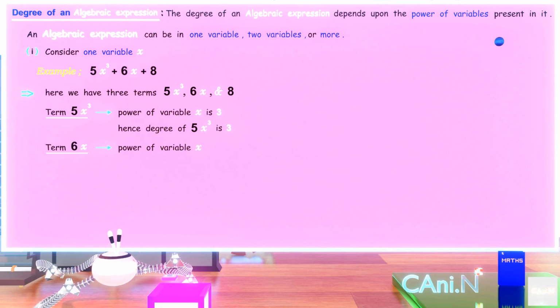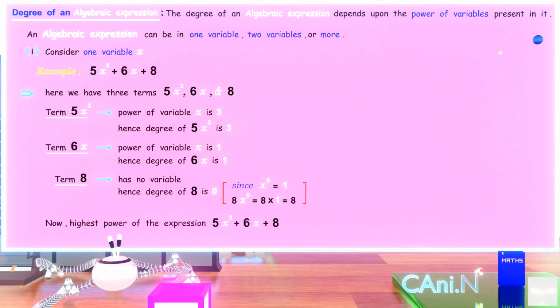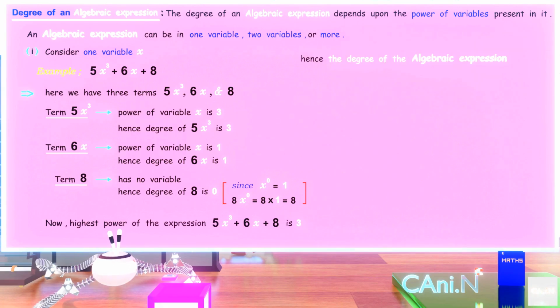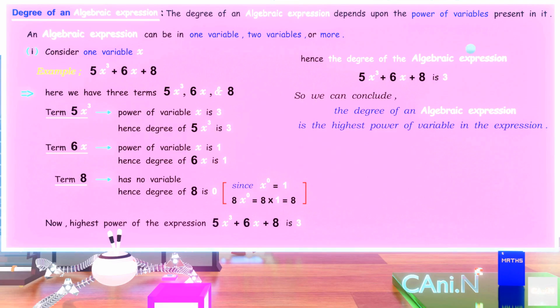Term 6x, power of variable x is 1. Here degree of term 6x is 1. Term 8 has no variable. Hence degree of term 8 is 0. Since we know x raised to the power 0 is equal to 1, so 8x raised to the power 0 is equal to 8 into 1 equals 8. Now, highest power of the expression 5x cubed plus 6x plus 8 is 3. Hence, the degree of the algebraic expression 5x cubed plus 6x plus 8 is 3. So we can conclude, the degree of an algebraic expression is the highest power of variable in the expression.